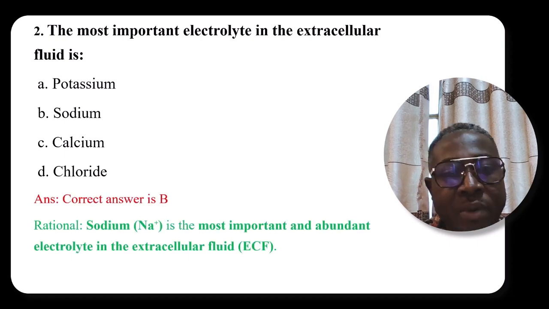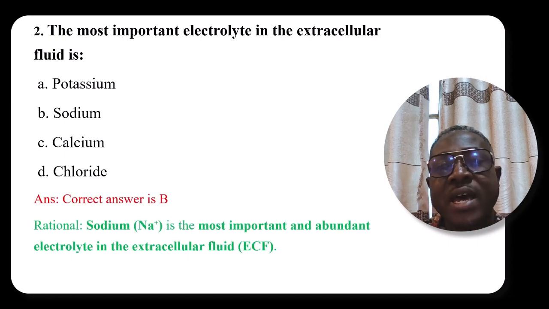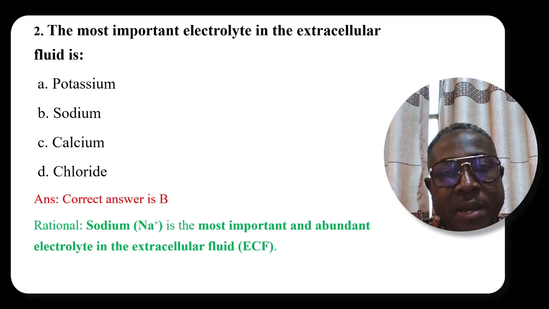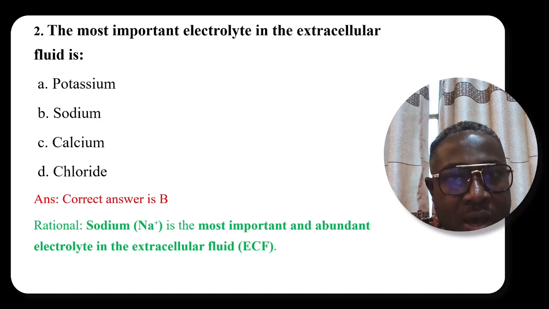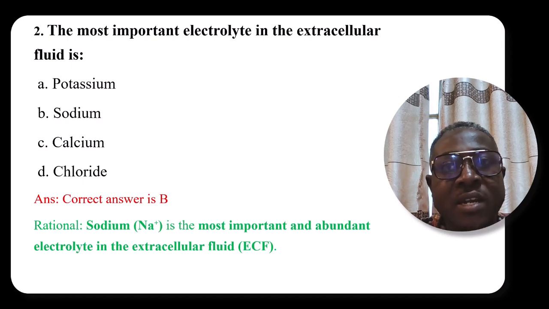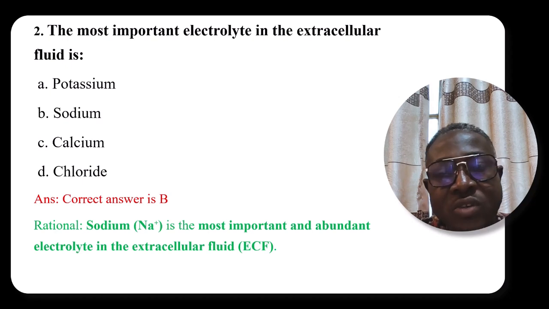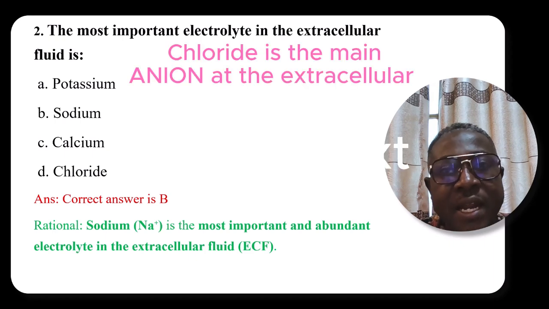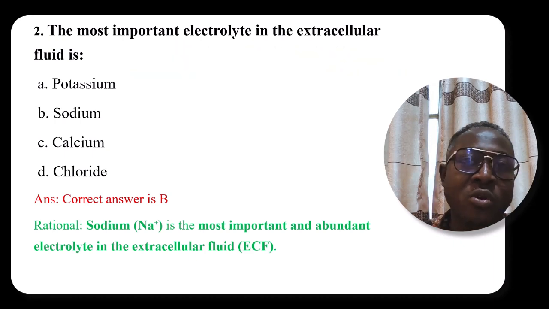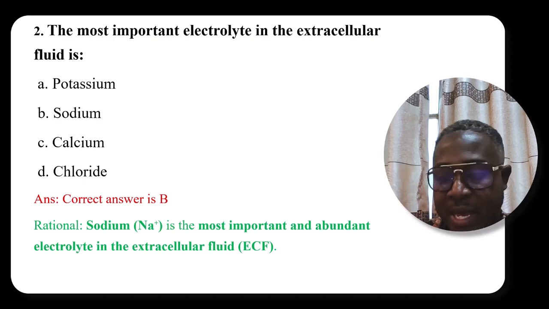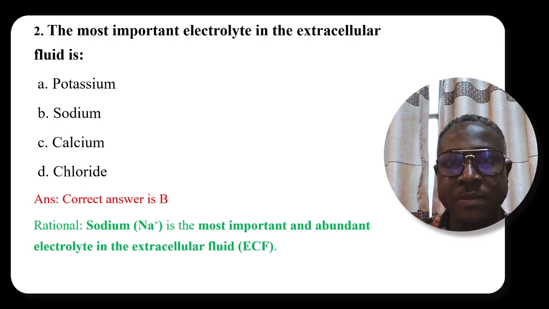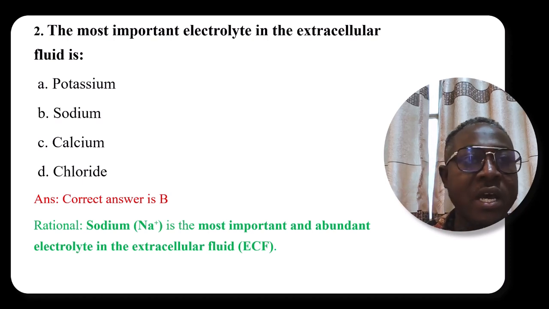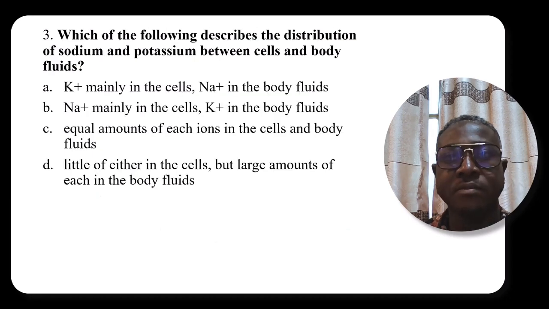So with the fluid compartment, there's intracellular and there's extracellular. The main intracellular electrolyte is potassium, and that means A is incorrect. But when it comes to the extracellular, the main electrolyte there is sodium. Chloride is an anion which is found mainly in the extracellular fluid compartment. So now let's move on to the third question.